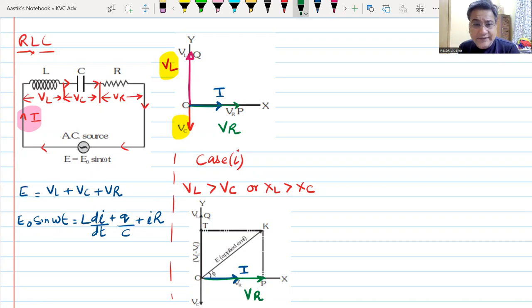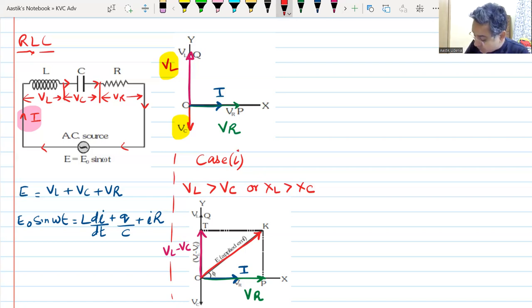And since VL is greater than VC, we have subtracted VC from VL, and whatever remains is the phasor of VL minus VC. So the net thing that remains is the phasor of VL minus VC. Now I have to just add VR with VL minus VC. Effectively, this now becomes an effective LR circuit. Even though the circuit is an LRC circuit, VC is less than VL, so effectively it becomes an LR circuit. We just have to add these two phasors, VR and VL minus VC, and you will get the phasor of the voltage E.